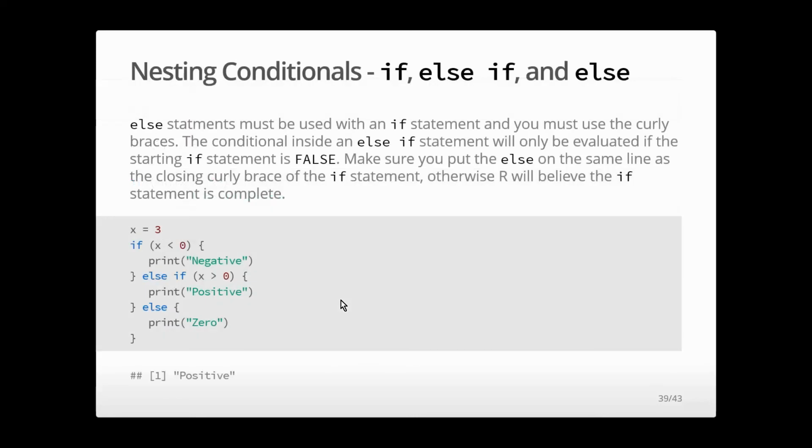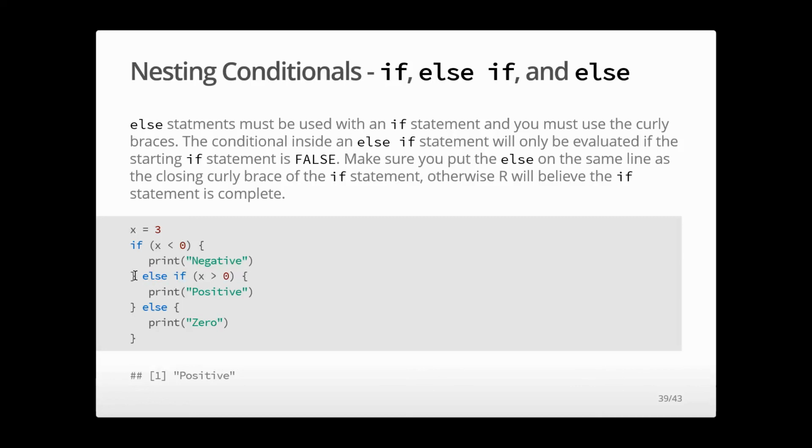Okay, we can nest conditionals inside each other, okay, using else statements. All right, so if you're going to use else, you have to use the curly braces. All right, and so we have this. Okay, so it's going to go if this, and then if this is false, then it's going to go to else. All right, but if it's true, it's going to skip all over all of these other else's. Okay. You have to put else on the same line as the closing curly brace.